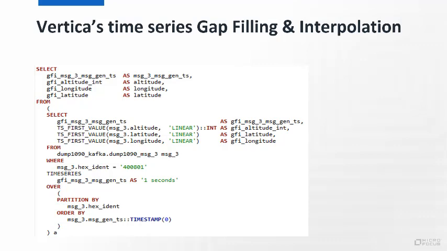In addition to defining the 1 second time slice, we are using the TS first value function to calculate the values for altitude, latitude and longitude based on a linear scaling from the associated value at the start of each time slice. These derived values are being returned as columns called GFI altitude, GFI latitude and GFI longitude, noting here that I have chosen to cast the GFI altitude to be an integer.